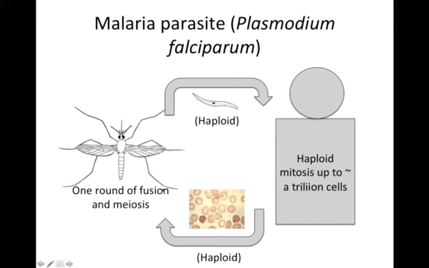Now, these cells in pairs, so 2 cells, will fuse in the mosquito and immediately undergo meiosis to give rise to the next round of haploid cells. So here, similarly to yeast, we have a very long haploid stage in which the haploid cells undergo mitosis, and a very brief meiotic stage that's associated with a particular stage in the life cycle, which is transmission through the mosquito.